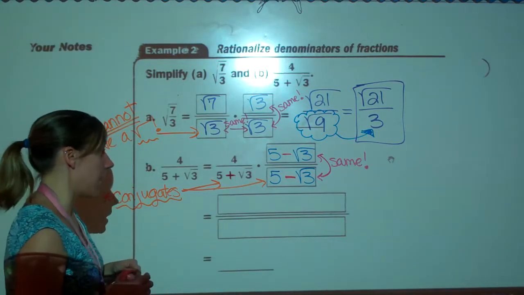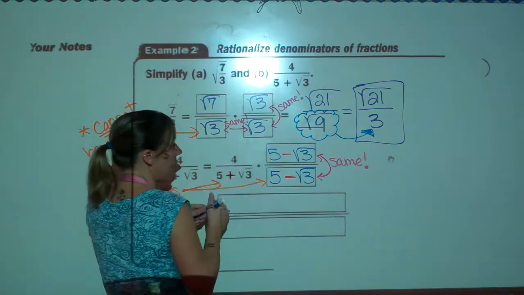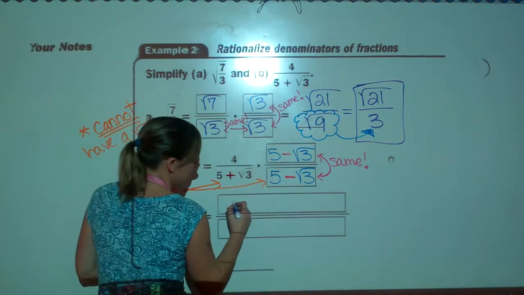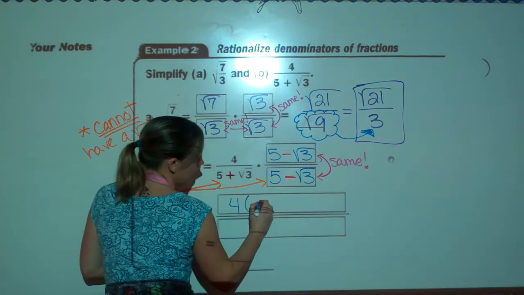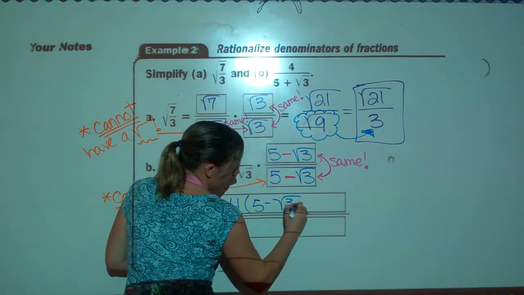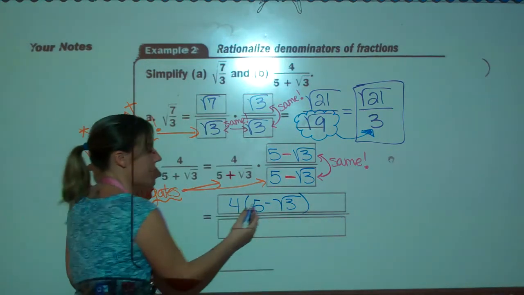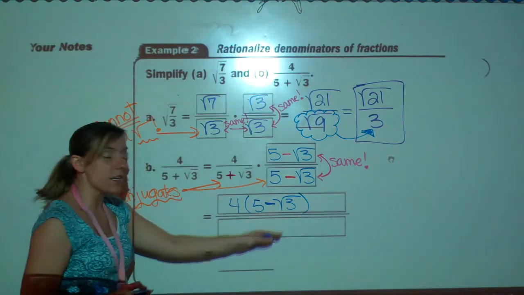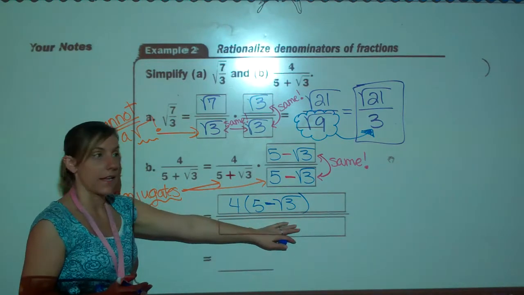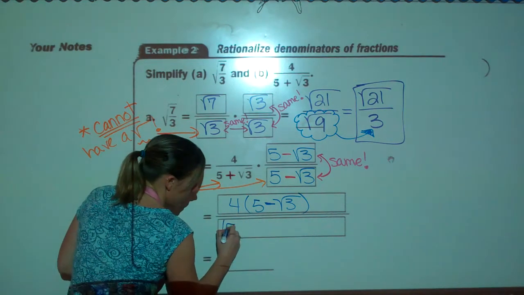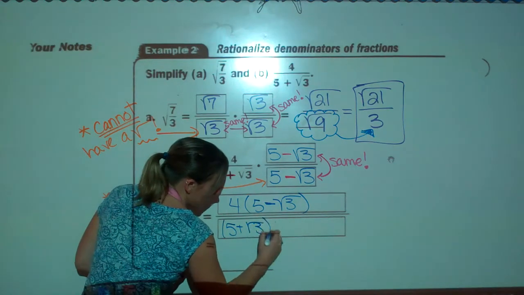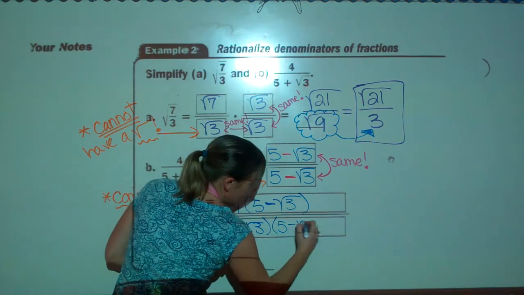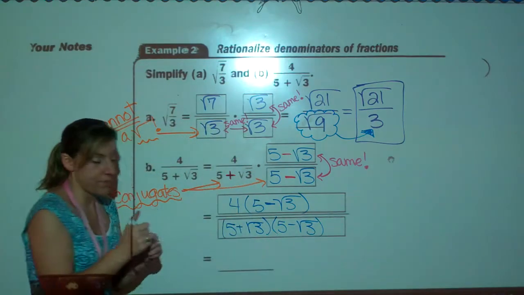When you multiply, okay, let's look at just the top. When we do the top, we say 4 times each of those. So 4 times 5 minus the square root of 3. Okay, so we're going to distribute that in a second and we'll work that out. Well, the denominator is 5 plus the square root of 3 times 5 minus the square root of 3.